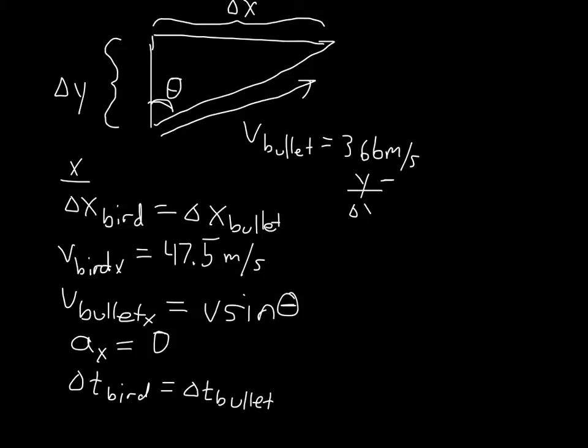What's the change in y for the bird? 0. It's just traveling in a straight line. What's the change in y for the bullet? 30. The bullet has to travel this 30 meters up so that it can hit the bird. Okay.